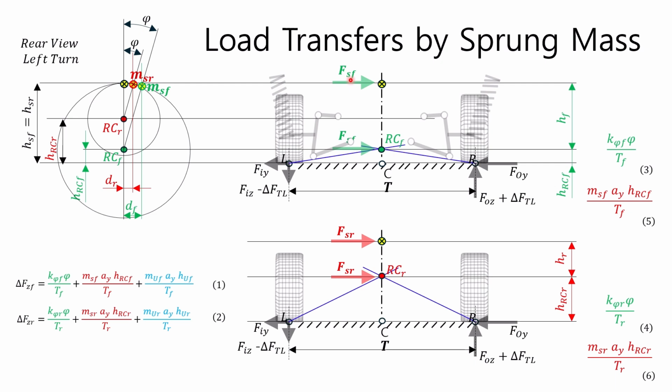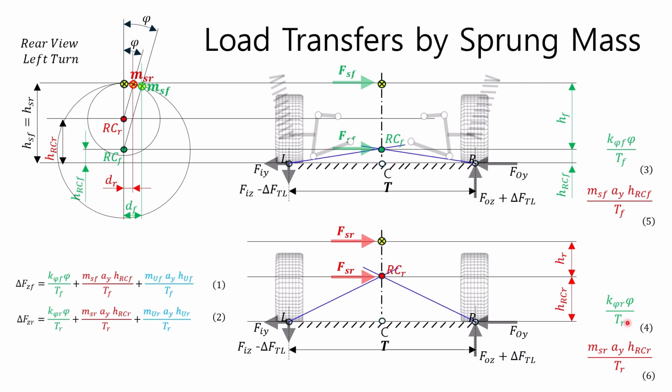First, the load transfer of the front suspension caused by the roll moment generated by the lateral force acting on the sprung mass center about the roll center can be expressed by equation 3, and the load transfer of the rear suspension can be expressed by equation 4.